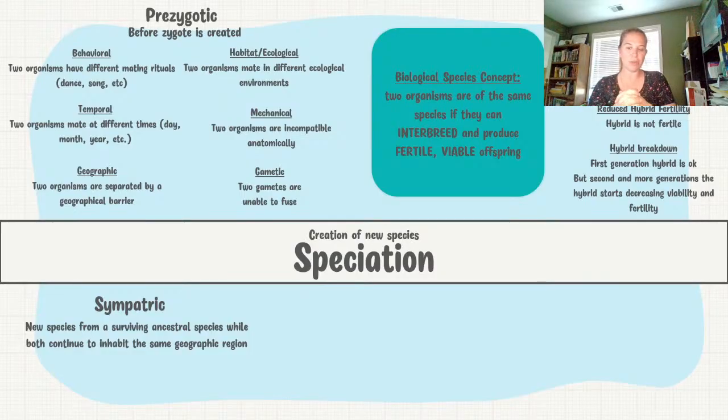The mule has 63 chromosomes. As I said, the mule is going to be the reduced hybrid fertility, right? They're not fertile. They have an odd number of chromosomes. They can't make gametes, okay? So sympatric, they're in the same spot, and so we have them in the same place.